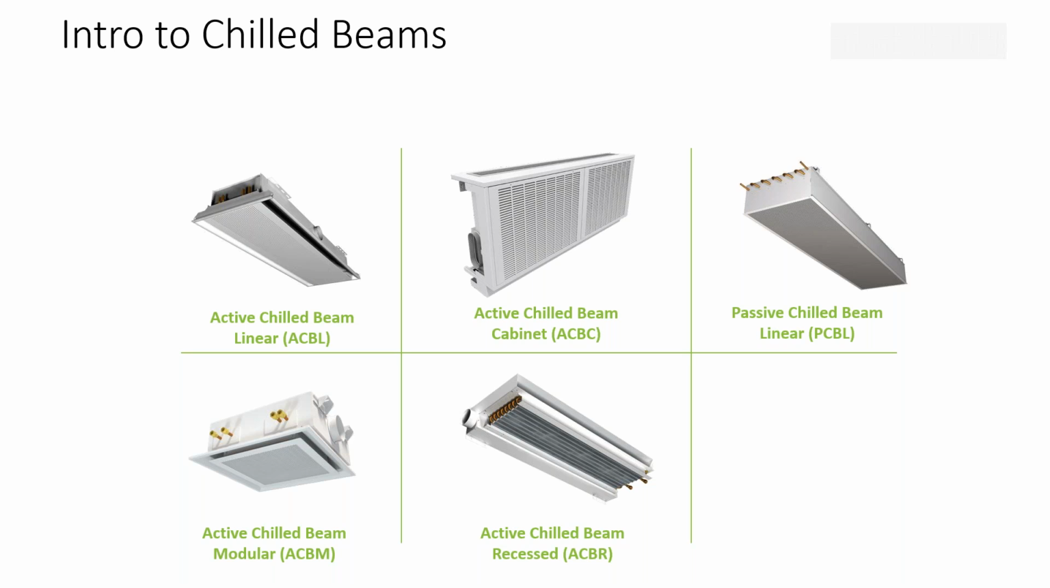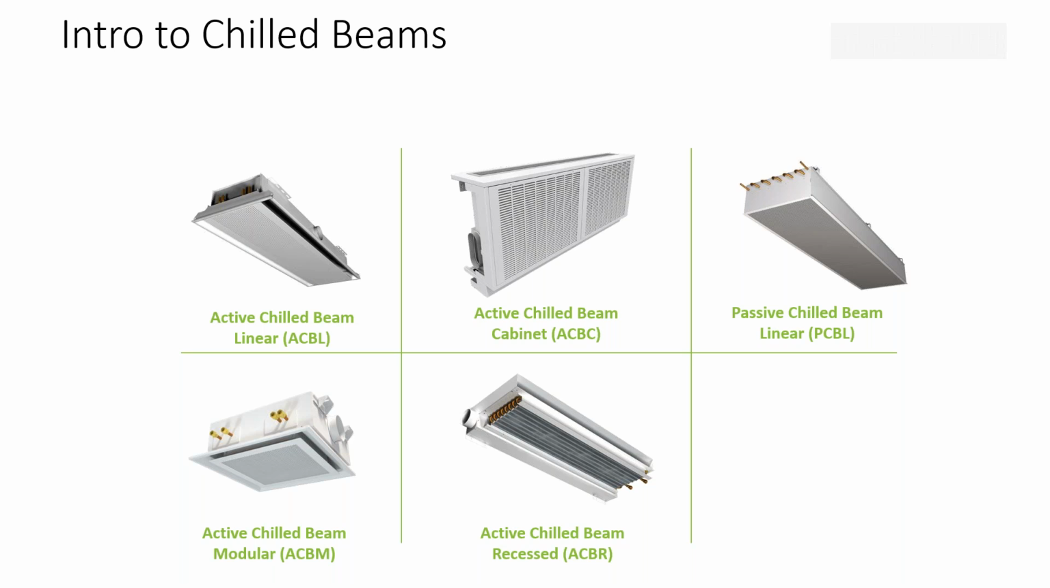So the ACBM is a modular beam that has a four-way discharge and essentially helps reduce the throw out of each side of discharge from a traditional ACBL linear beam. So it's really perfect for small offices, breakout spaces, and conference rooms, to get really good coverage in those types of spaces. And then the ACBR is a good way to have the recessed unit hidden behind different grill types and in soffits, which we'll show a couple of examples of coming up.